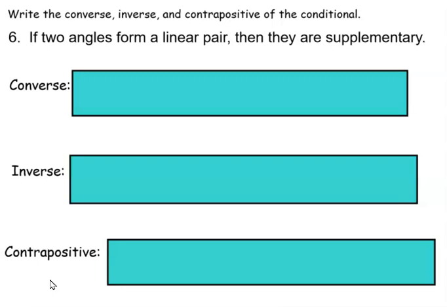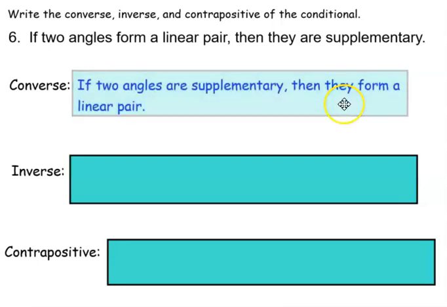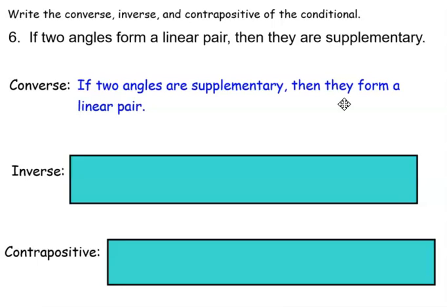So my converse means I should switch hypothesis and conclusion. I said if two angles are supplementary, then they form a linear pair. Notice I kept the two angles part in the front. You can keep a little bit of context, because if not, you're going to say if they are supplementary. Well, what's they? What are we even talking about? So really, you want to switch that key vocab for the hypothesis and the conclusion. So if two angles are supplementary, then they form a linear pair. I've switched that core key vocab or context of the hypothesis and the conclusion.